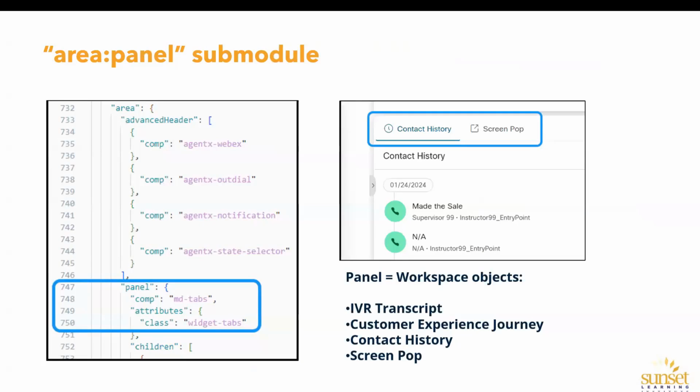Continuing on downstream, looking at the default layout of these files, at some point under the advanced header section or module of the screen, you'd come across something listed as panel on the screen. And the panel basically equates to your workspace objects. Your workspace objects would be objects you would see when you're actually in the process of taking a contact of some kind, call or email in this particular case.